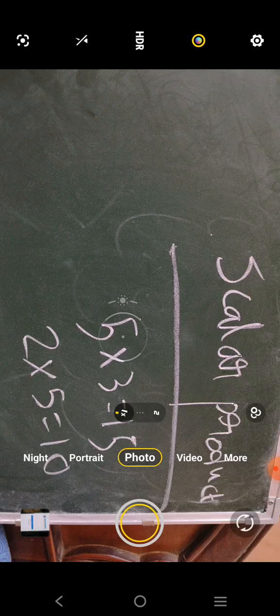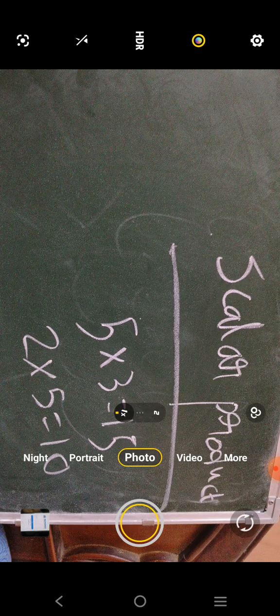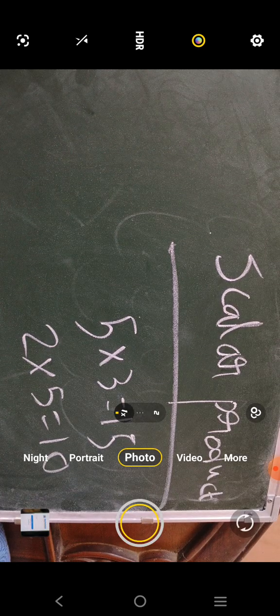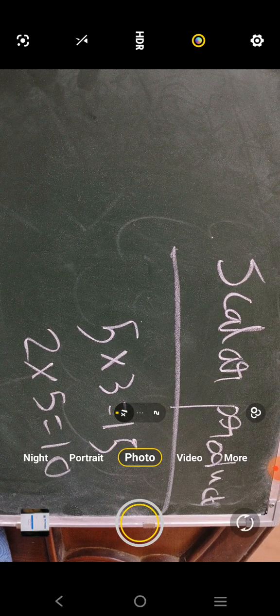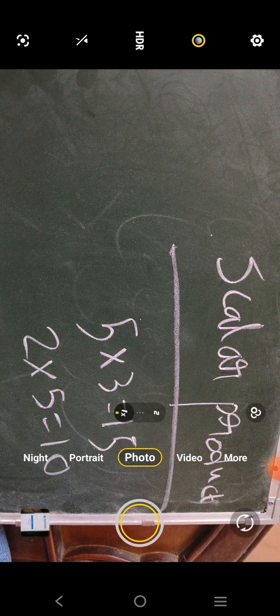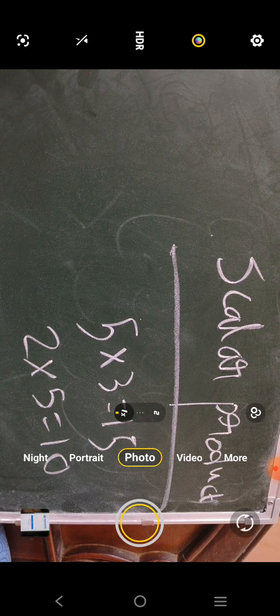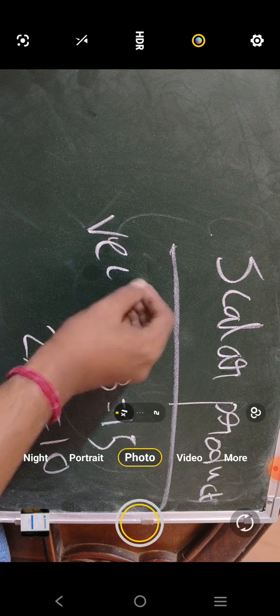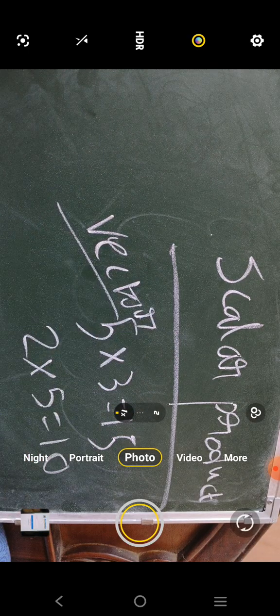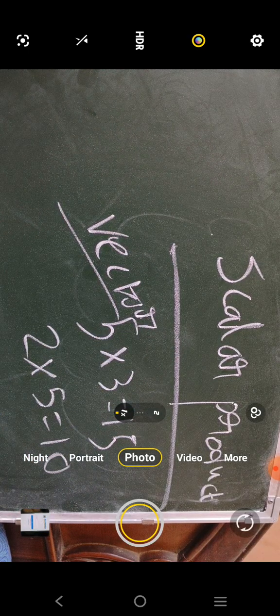But if I tell you that 5 threes are 15, 2 fives are 10, or 4 fives are 20, and that these things are not correct, then you will ask why. Because products are of two types: one is scalar product, another is vector product. Scalar product means just the normal multiplication we used to do. 5 twos are 10, 5 fours are 20. This is actually scalar multiplication.